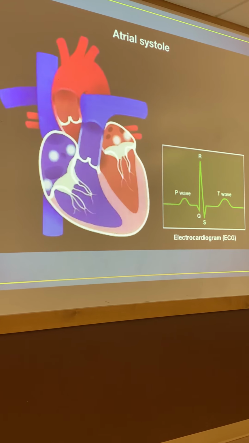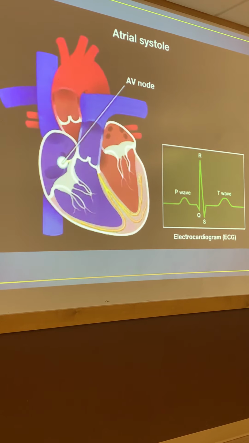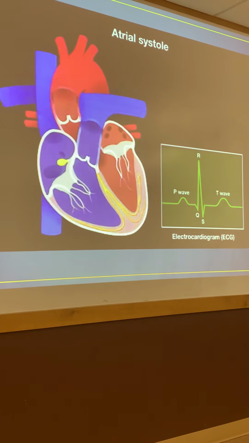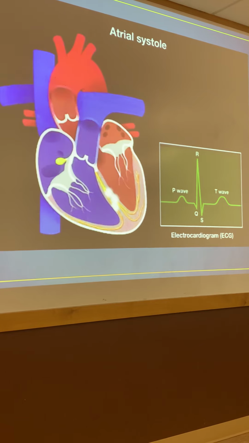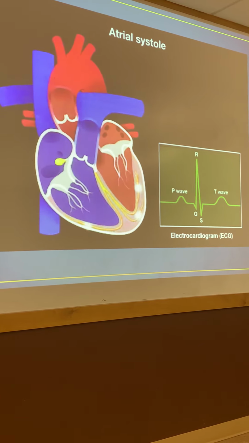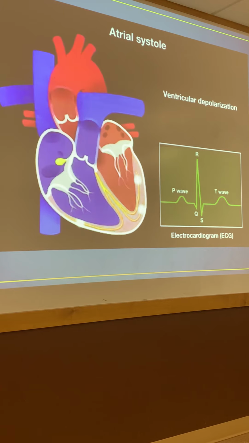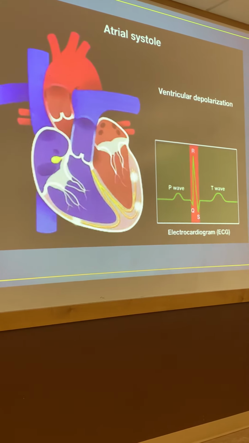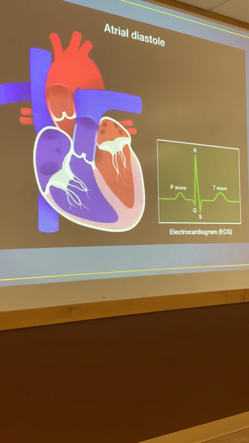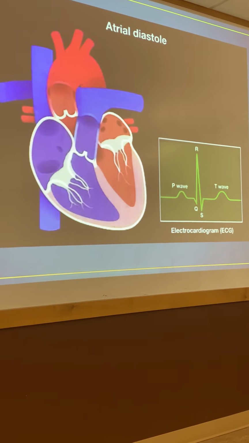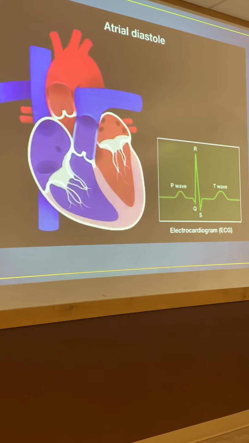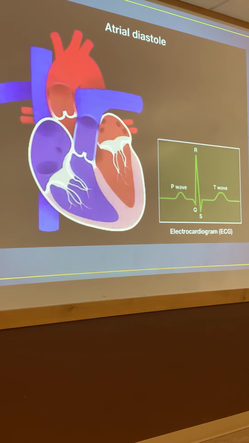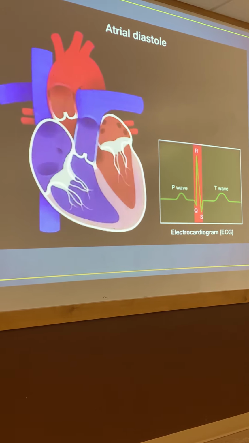Near the end of atrial systole, impulses from the SA node reach the AV node. At this time, impulses spread from the AV node along the ventricular conduction fibers to the walls of the ventricles. This results in ventricular depolarization, which is represented by the QRS complex on the ECG. The atria repolarize, the walls relax, and they remain in diastole for the rest of the cardiac cycle. Atrial repolarization is not seen on an ECG because it is masked by the QRS complex.